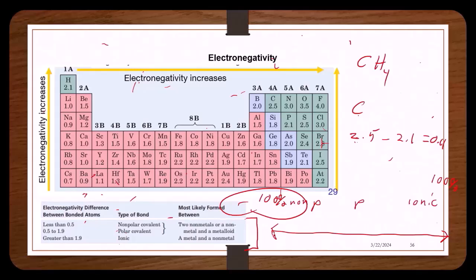And as we go over to the ionic part of the spectrum, it would have more ionic character. So there is no binary category where it's either ionic or covalent. It's a spectrum, and it does go back and forth here, where it can have a certain percentage of covalent character and a certain percentage of ionic character.